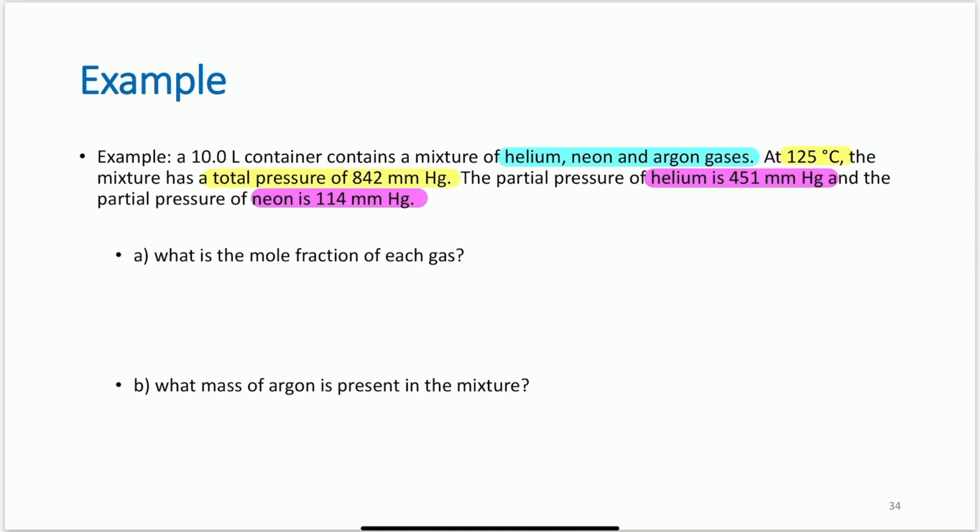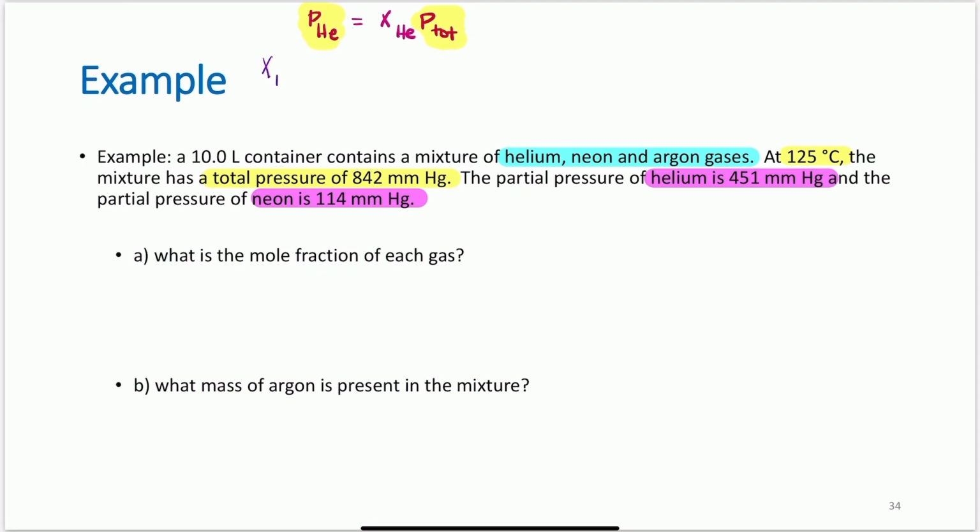Now that we have all our parts, let's think about what we've got here. We want mole fraction. I know that the partial pressure of any component, let's say helium, is equal to the mole fraction of helium times the total pressure of the system. I currently have this value and this value. So I'm going to rearrange this equation to solve for the mole fraction.